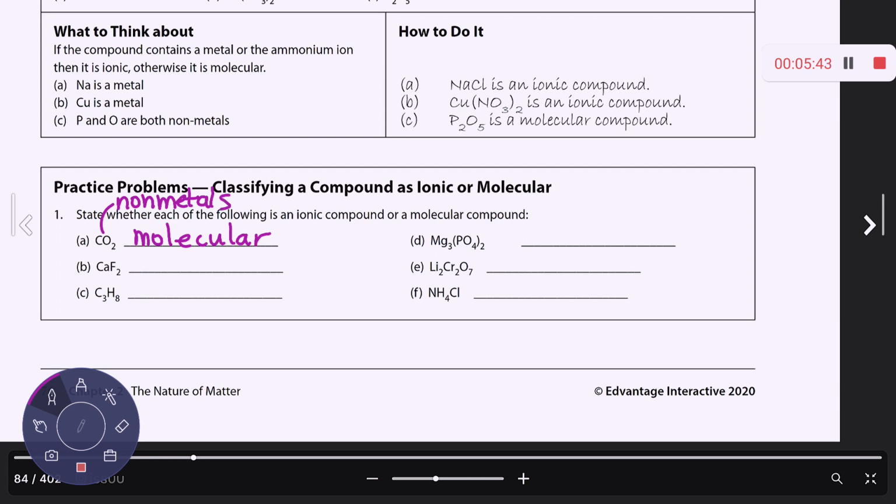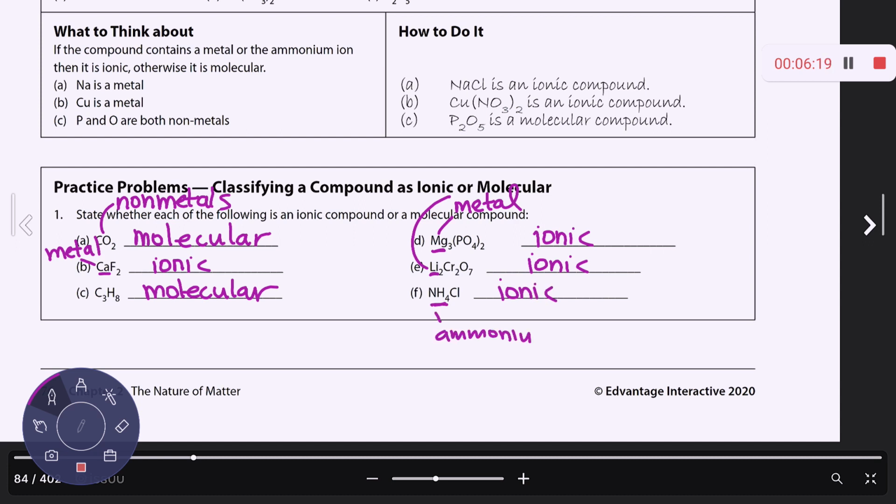How about calcium fluoride in B? Ionic. Yeah, ionic because calcium is a metal. And then C. Molecular. Yeah, molecular because they're both nonmetals. And then D. Yep, ionic because magnesium is a metal. And then E. Yep, ionic because lithium is a metal. And then the last one, ammonium chloride. Ionic. Yep, ionic because this is the ammonium ion. We good? Let's look at the next page.